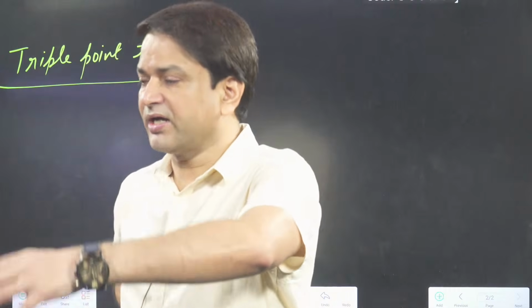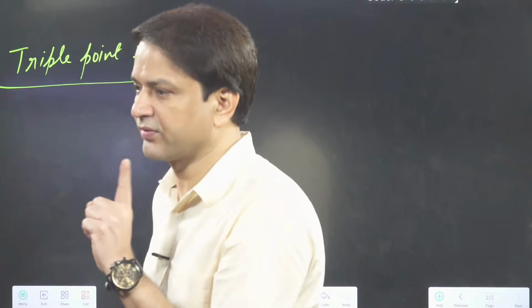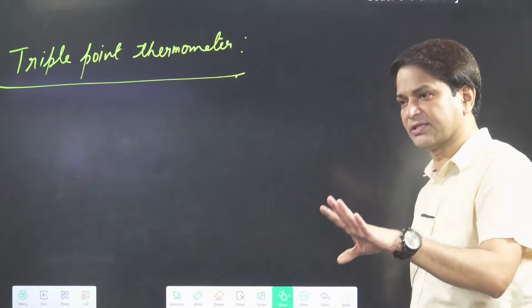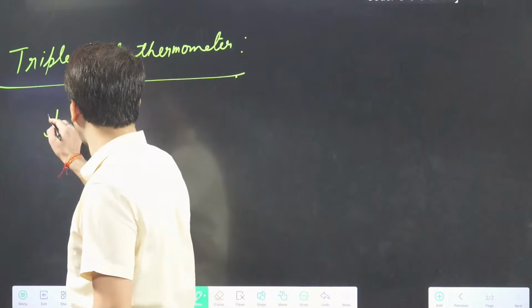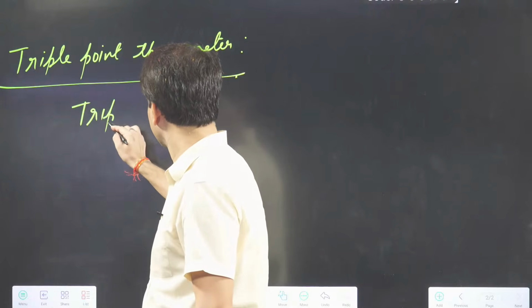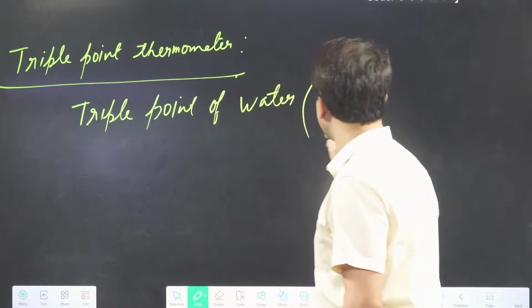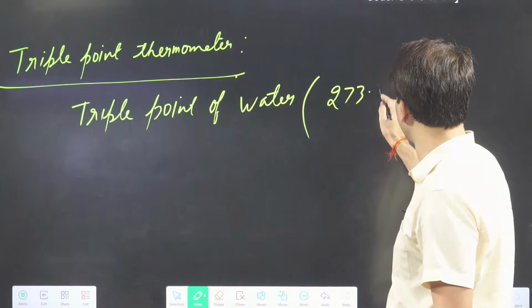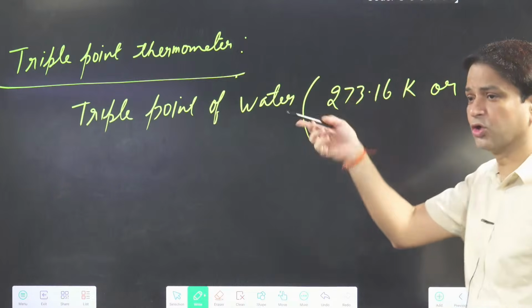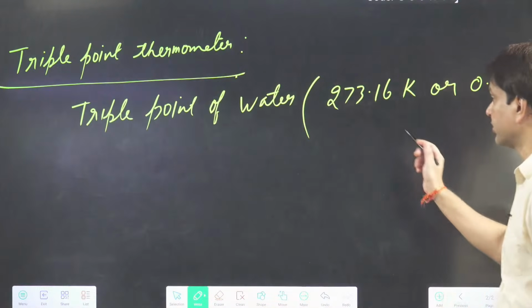So we are taking the triple point of water as a reference temperature in modern thermometry, and only one reference temperature we are using. Everybody got or not? I said two reference temperature is a problem. In Kelvin, what is the value? 273.16 Kelvin, or in Celsius 0.01 degrees C, because 0 degrees C is equal to 273.15. Here 0.01 is the extra. So this is the triple point of water.